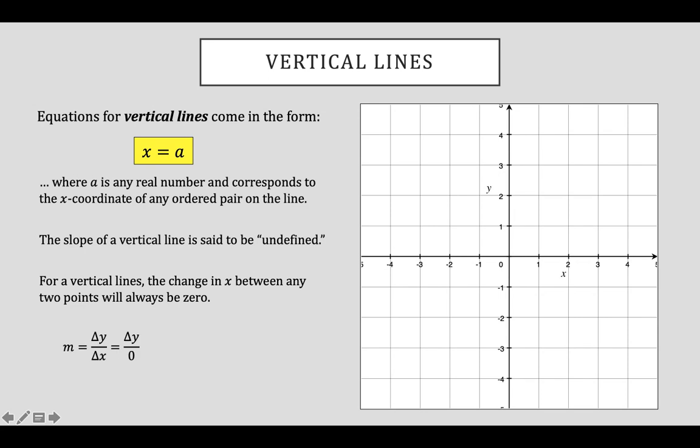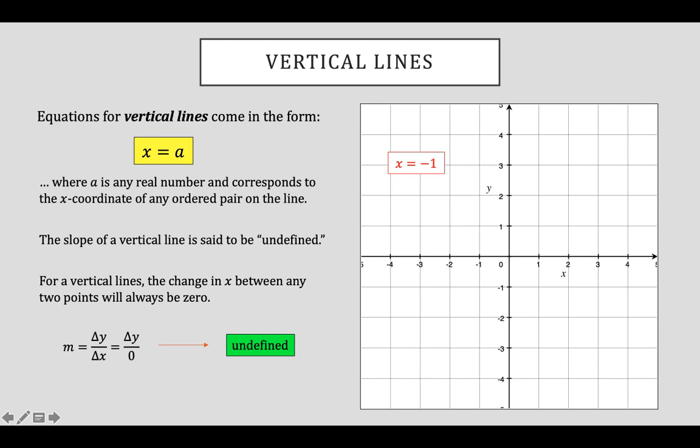This means that we are going to have delta y divided by 0 when we attempt to find slope. Know that anytime you divide by 0, you are going to get something that is undefined. Okay, we are not able to divide by 0, and that is why we say the slope of a vertical line is going to be undefined.